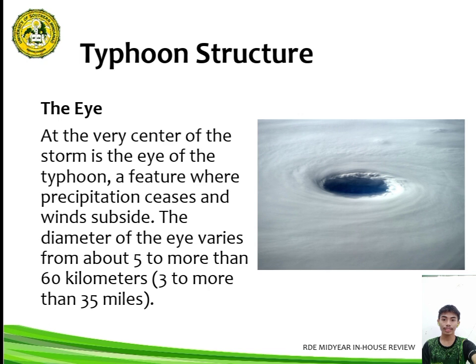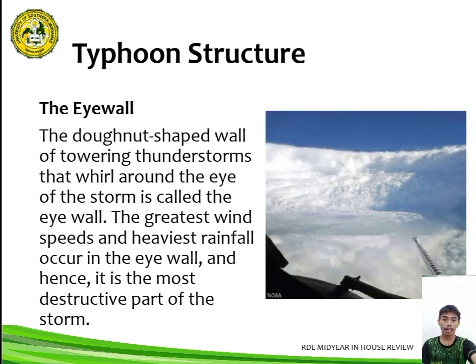So next is the eye wall. The donut-shaped wall of towering thunderstorms that whirl around the eye of the storm is called the eye wall. The greatest wind speed and heaviest rainfall occur in the eye wall, and hence it is the most destructive part of the storm. The eye wall is a ring of clouds and thunderstorms that produce heavy rains and usually the strongest wind.